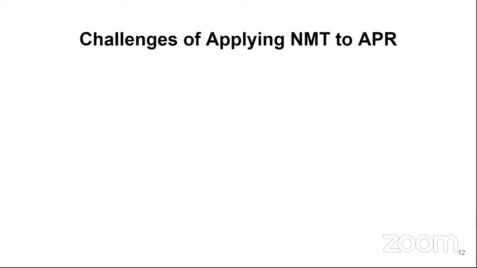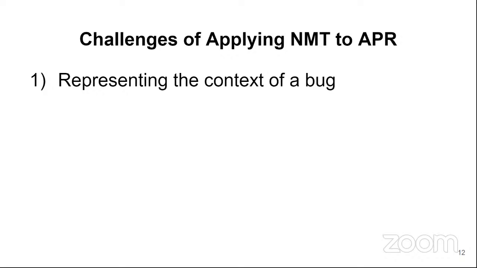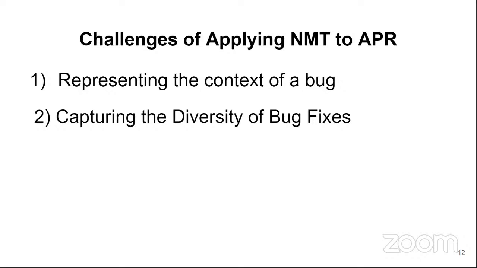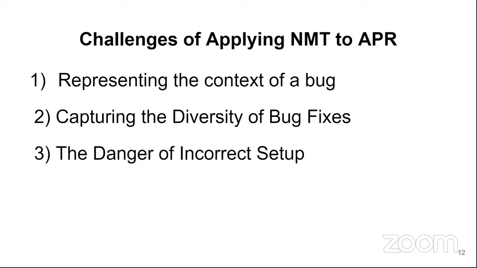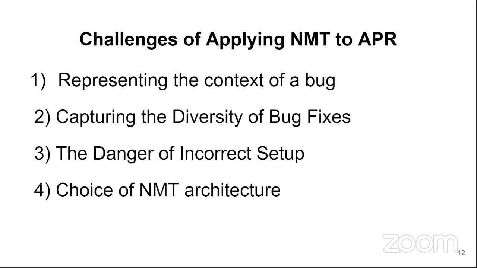While neural machine translation presents several advantages, there are also many challenges applying it to automatically fix bugs. In this talk, I'm going to talk about four of them. First, we'll see how we select and represent the context of a bug. Second, we'll explain how Coconut can capture the diversity of bug fixes. Third, we'll talk about a common mistake in the evaluation setup when evaluating deep learning approaches. And finally, we'll discuss the choice of the neural machine translation architecture we use.